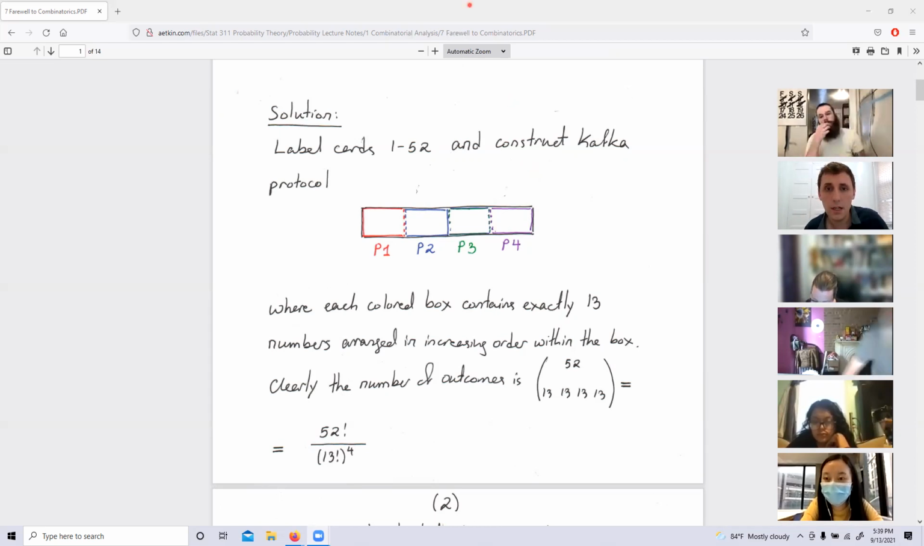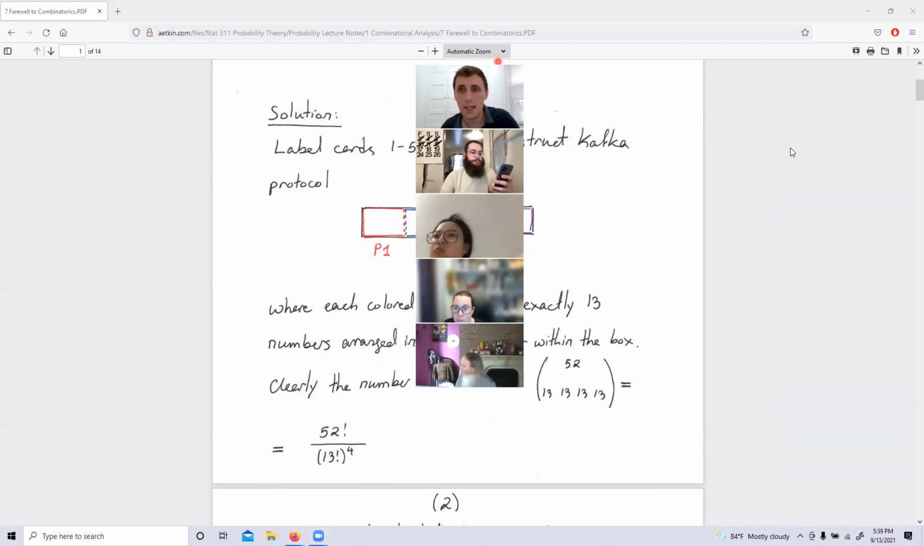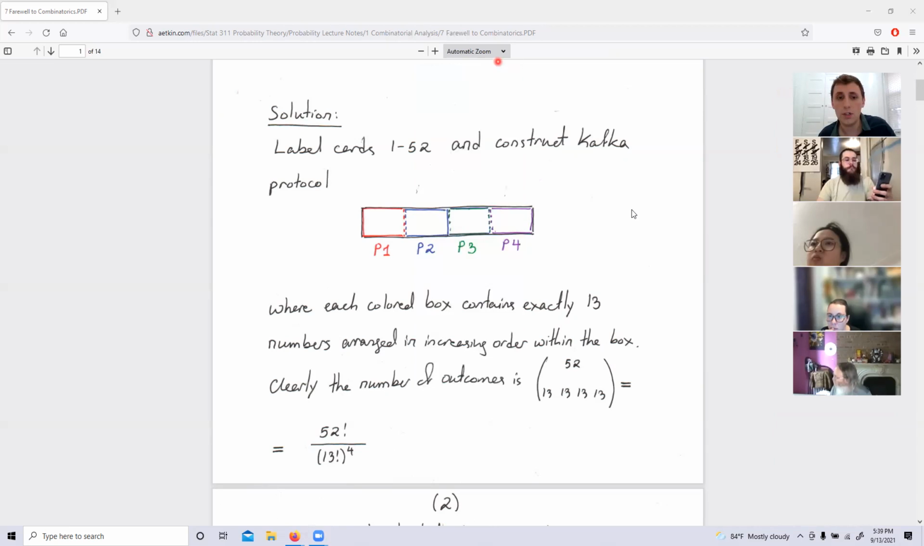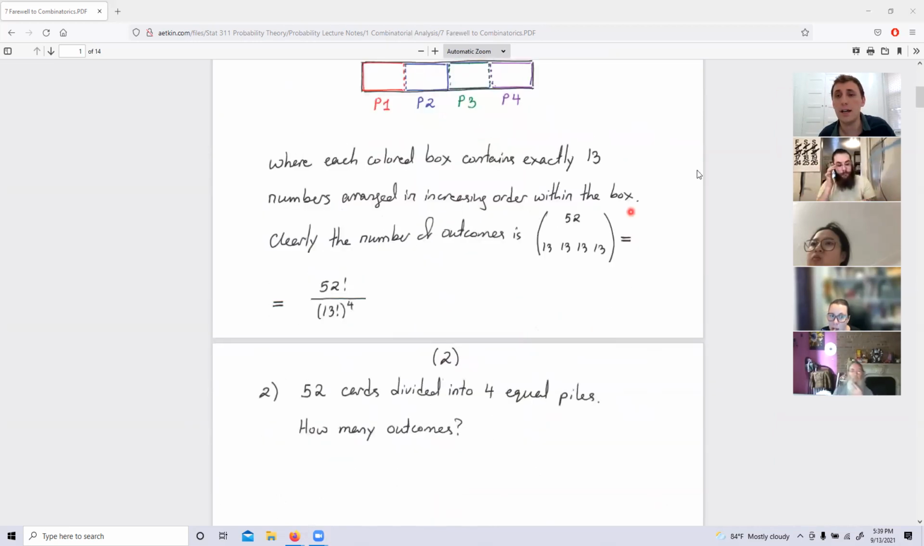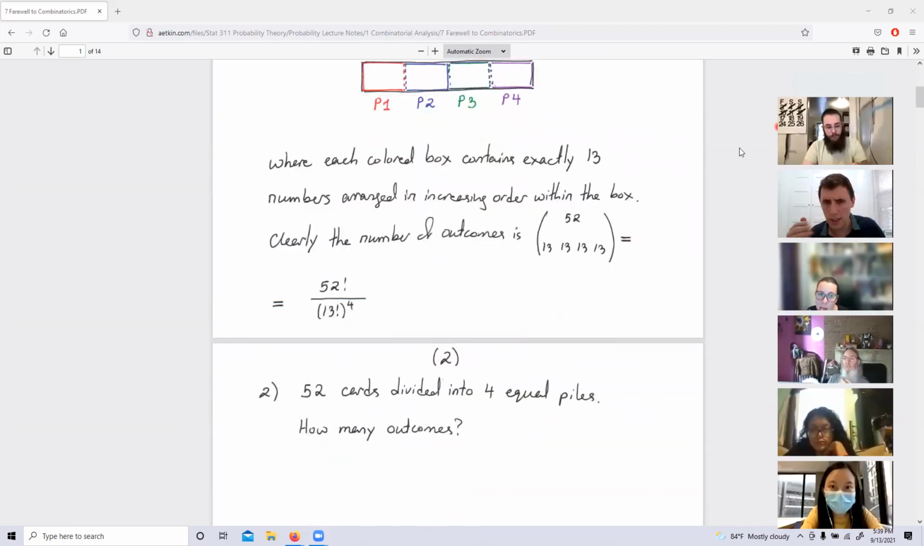Very nice. Now, a slight modification of that problem is to try to understand what happens if we simply divide into equal piles, but not give them to different players, right? So I just want to have a pile of 13 cards, another pile of 13 cards, and onwards. And it doesn't matter what order the cards are listed in this pile.